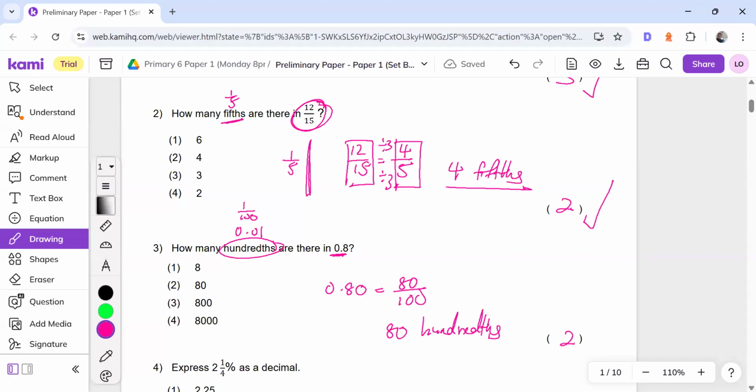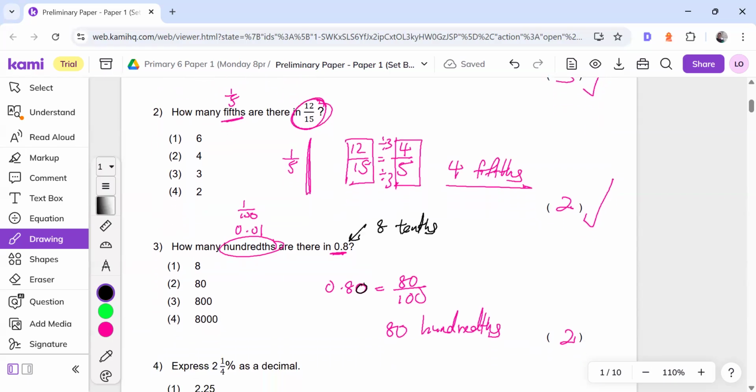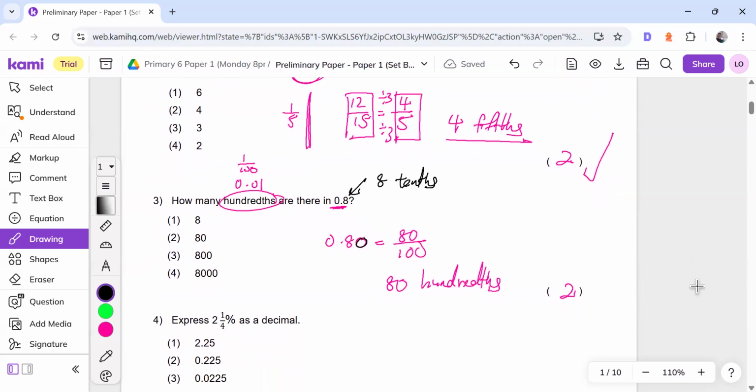Answer number 2. Understand? And what do you call this decimal here? It's called 8 tenths. So if you add a 0 behind, then there will be 80 hundredths already. Okay, clear? So these are all P4 concepts. So for yourself, check your answer: question 1, 3; question 2, 2; and question 3, 2. Okay, let's go to the next one.